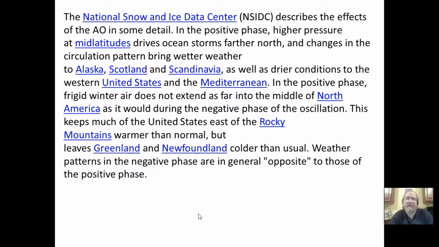In the positive phase, frigid winter air does not extend as far into the middle of North America as it would during the negative phase of the oscillation. This keeps much of the U.S. east of the Rocky Mountains warmer than normal, but leaves Greenland and Newfoundland colder than usual. Weather patterns in the negative phase are, in general, quote unquote, opposite to those of the positive phase.